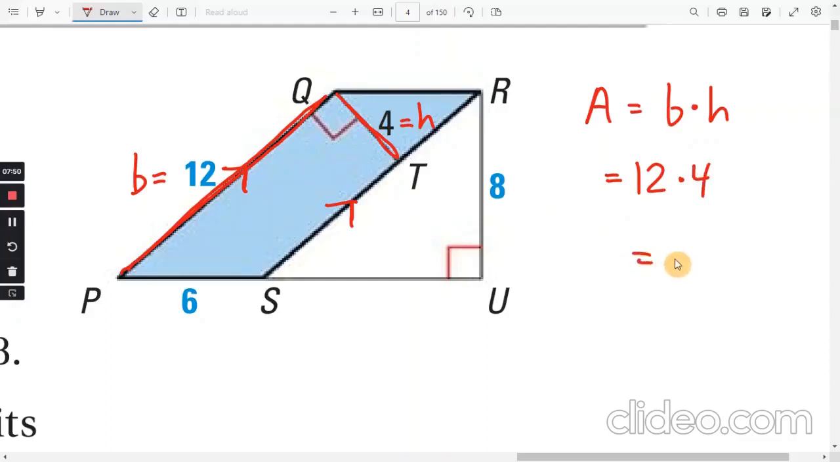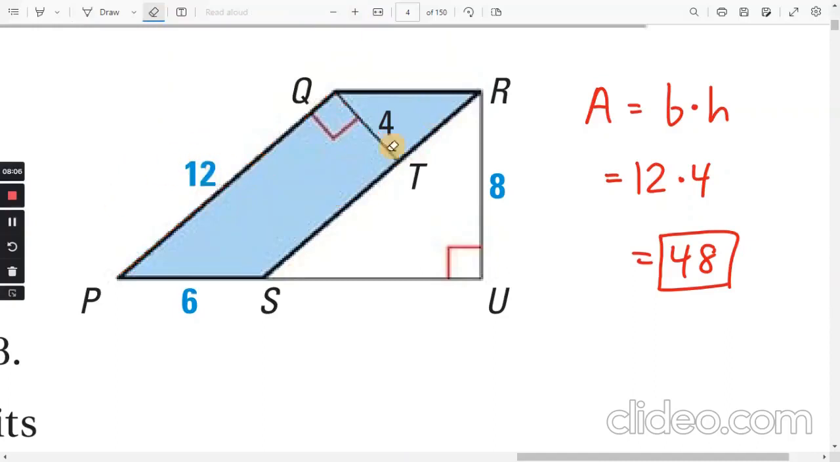And that equals 48. All right, there were no units on it. Otherwise, it would be the units squared. Now, this one is interesting because they gave us all the dimensions, so we can do this another way. Okay, I'll do it in a different color.